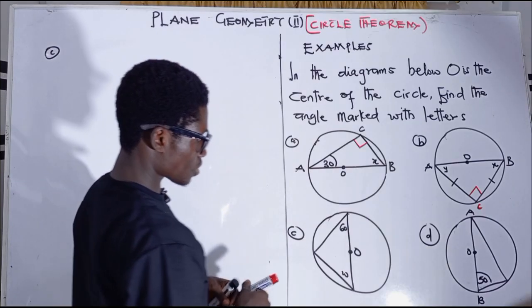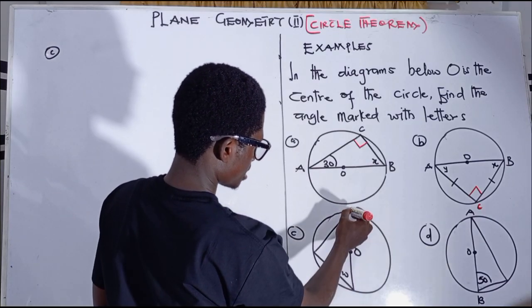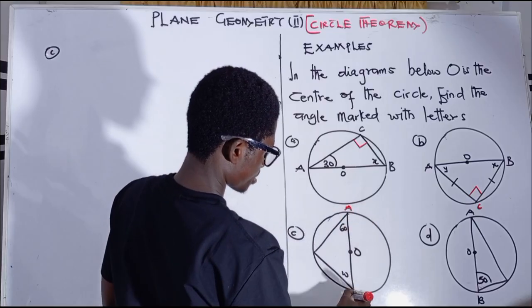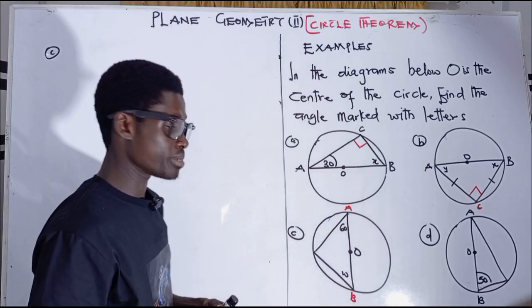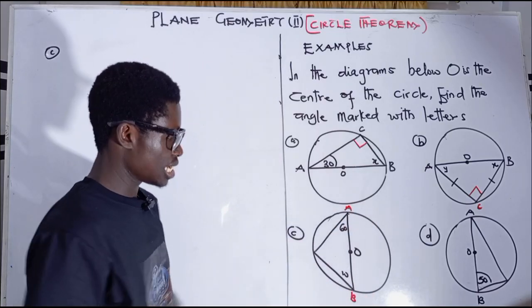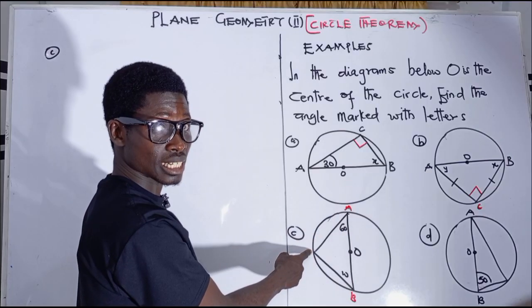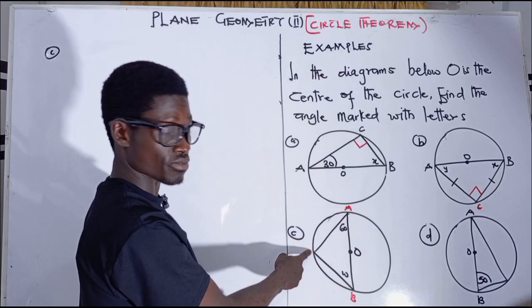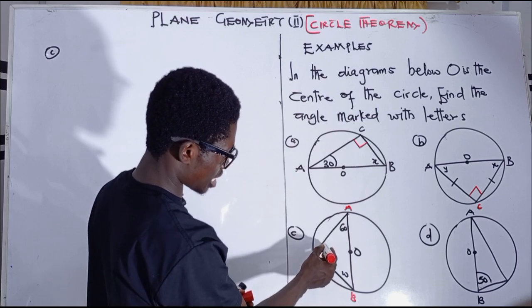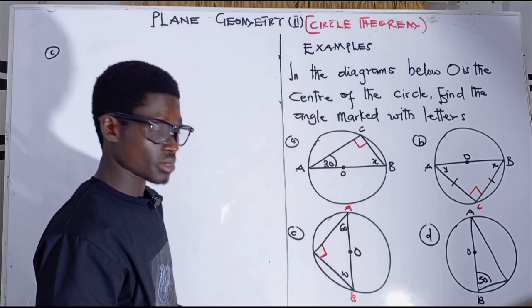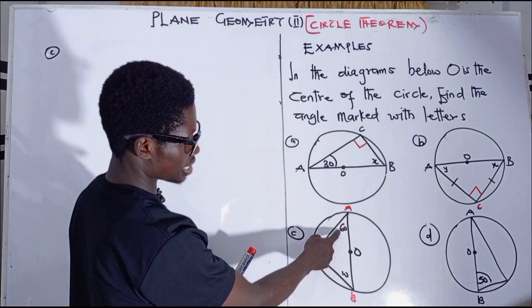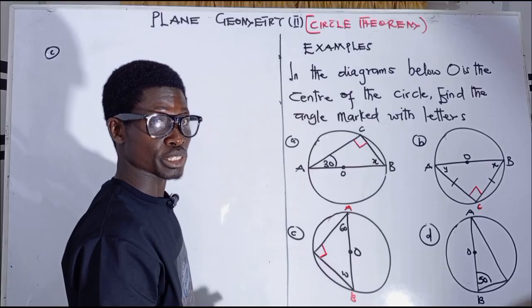So with this diagram, let's call the diameter AB. You can all agree with me that AB is a diameter, and we have a chord subtending at the end of the diameter meeting at any point on the circumference. Therefore, the angle created here is what? 90 degrees.